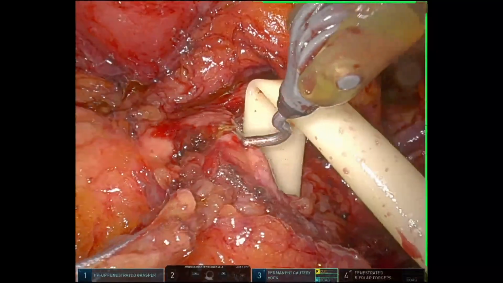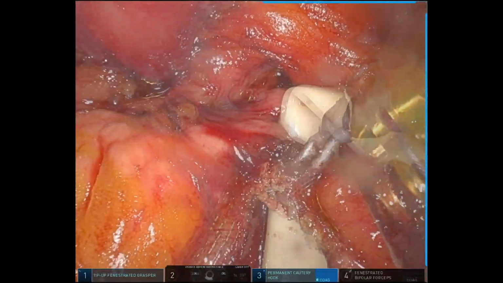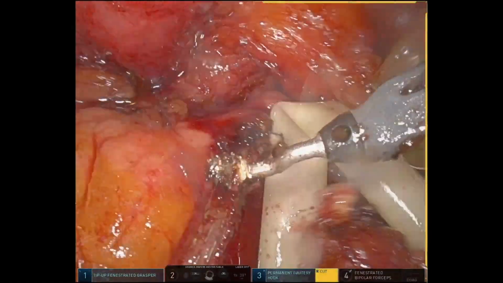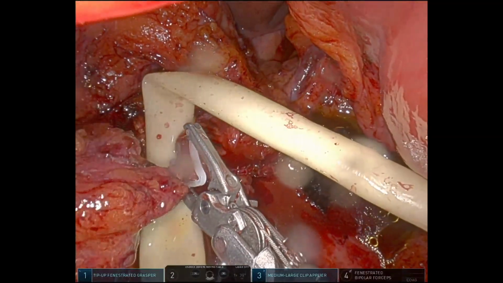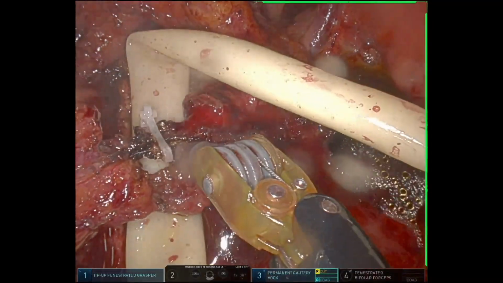Remaining vascular and soft tissue attachments were carefully released, and the extended specimen was placed in a retrieval bag and removed. Final pathology demonstrated a 2.5 centimeter moderately differentiated pancreatic ductal adenocarcinoma with negative margins following re-resection.